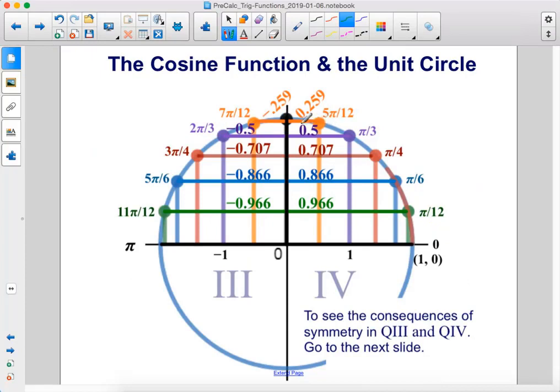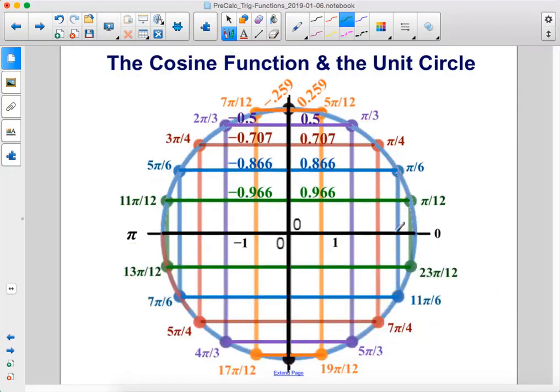Alright, so here we've just extended these lines across to the second quadrant. So a cosine value here of 0.5 will be for pi over 3, then goes the other way to negative 0.5 since we're to the left of the y-axis. So this point for 2 pi over 3 has a cosine value of negative 0.5. If you look at this line, this was 1, so the cosine of 0 is 1. And to the left of the x-axis, we go all the way over here, negative 1, so the cosine of pi is negative 1. To see the consequences of symmetry in quadrants 3 and 4, go to the next slide.